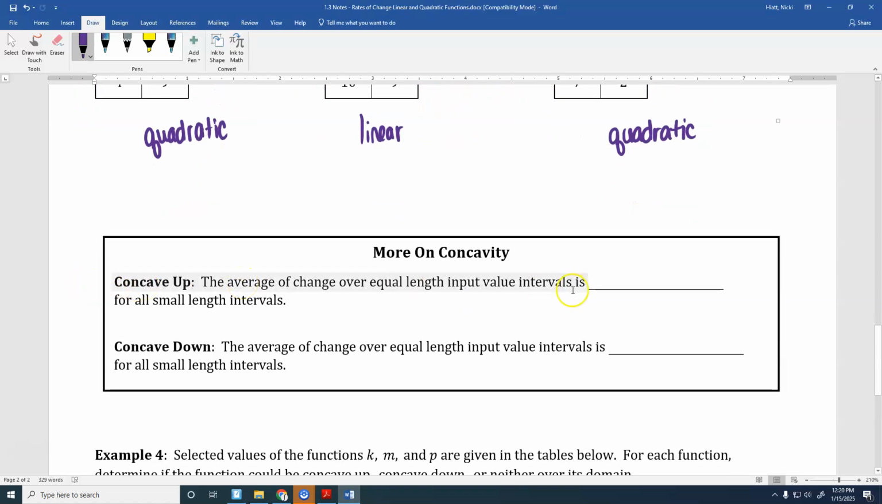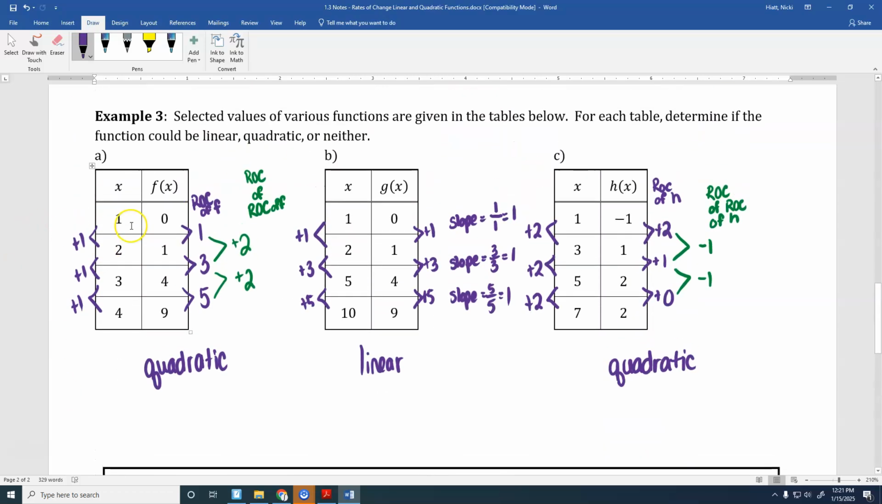So, concavity. For concave up, the average rate of change over equal length input value intervals is blank for all small length intervals. So, whenever we are concave up, what is happening to our rate of change? Increasing. So, increasing goes here. So, with linear, you don't have concavity. We wouldn't think about that.